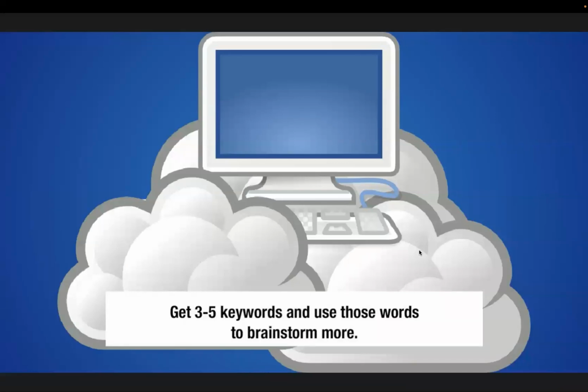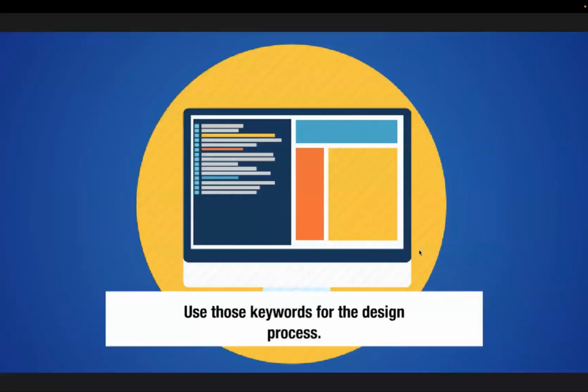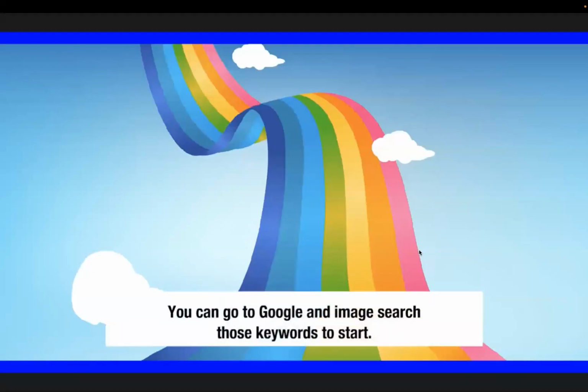Get 3 to 5 keywords and use those words in order to brainstorm more. Get more ideas out of the words. Those words will give you direction and help you better understand how to begin the design process. Those keywords should be a summary from the client's point of view.